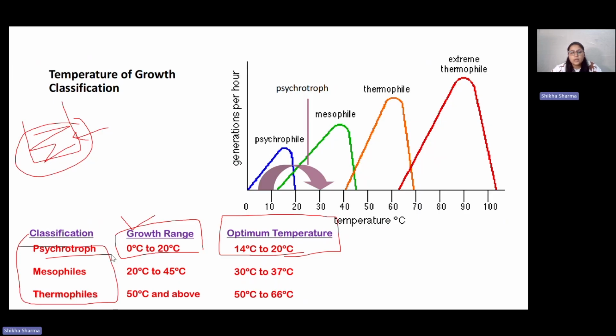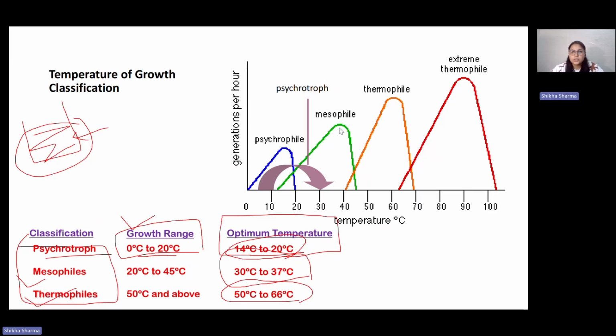So psychrotrophs are the organisms which can grow from 0 to 20 degrees Celsius, but the optimal growth can be seen from 14 to 20 degrees Celsius. Then there are mesophiles and thermophiles. Mesophiles can grow at an optimal temperature of 30 to 37 degrees Celsius, and thermophiles, as the name suggests, are the heat tolerating microorganisms. They can grow from 50 to 66 degrees Celsius, based on the temperature at which the microorganism can grow.